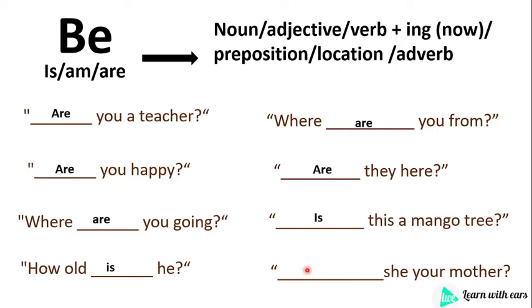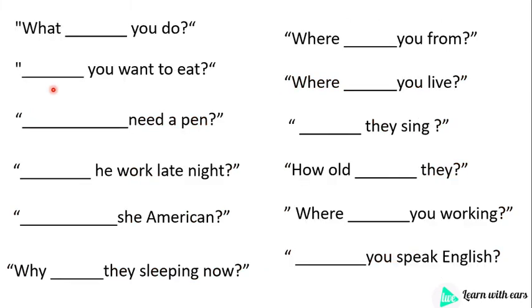Next sentence, she your mother? Mother is a noun, and with noun we use the verb to be, right? And mother is singular, so we use is. Is she your mother? Right? Now let's do some more practice.